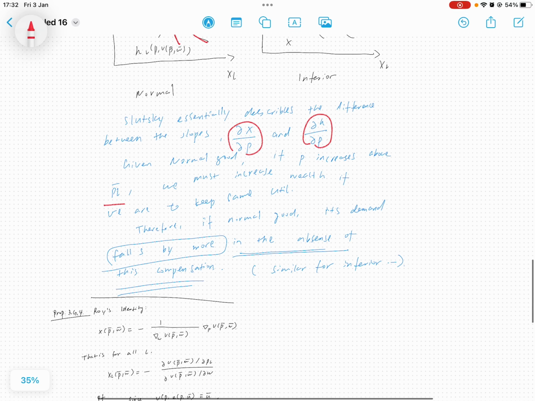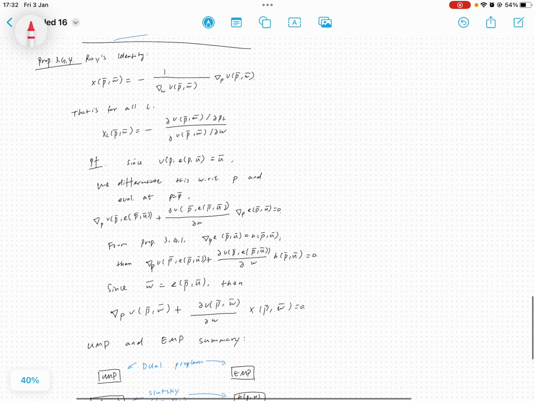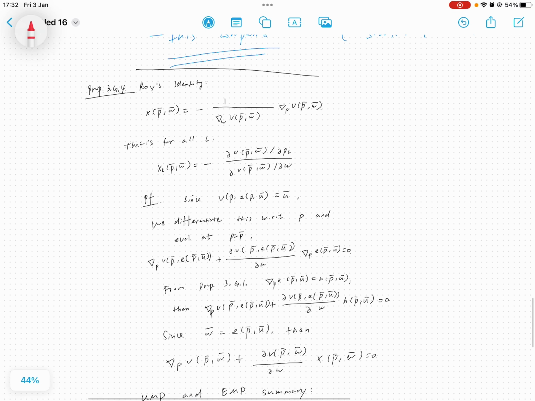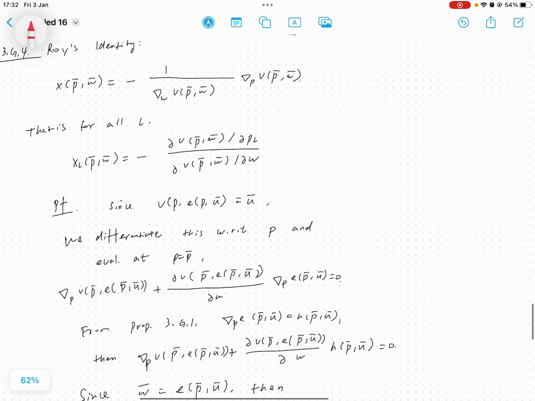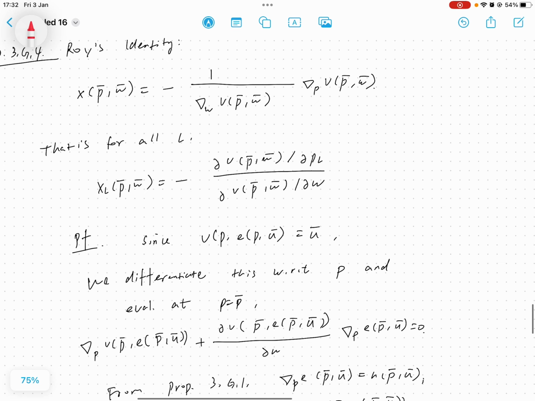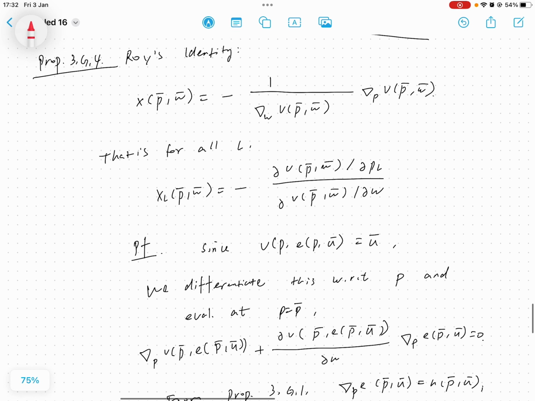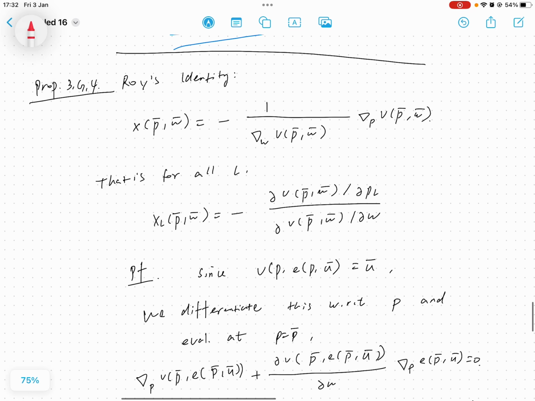Okay, good. So the second last thing that we're going to talk about today will be Roy's identity. Okay, so this will be the proposition in 3.G.4. So Roy's identity mentions something as follows. Okay, so it's saying that the Walrasian demand X given the pair P bar and W bar.